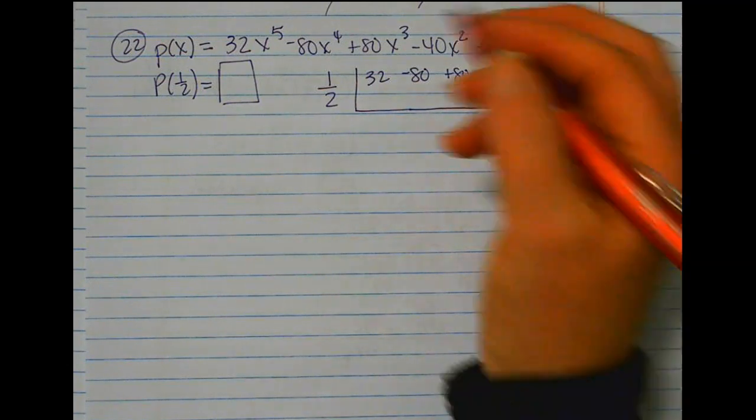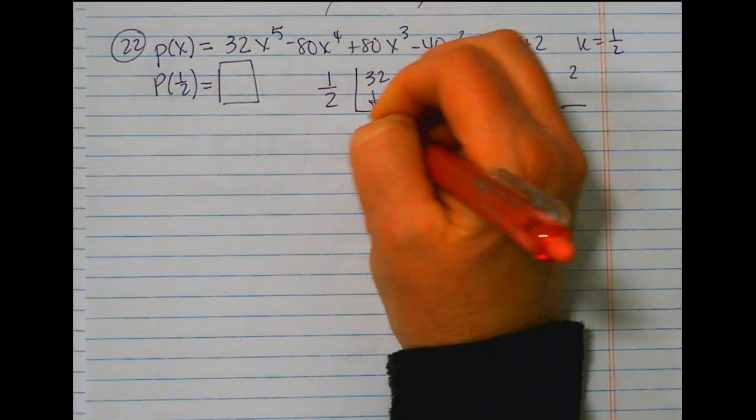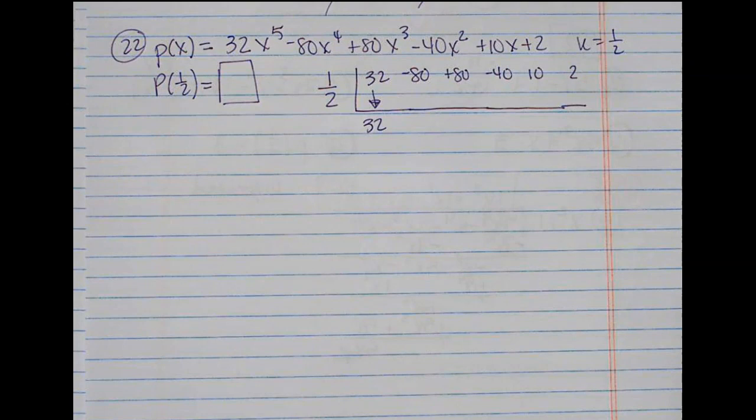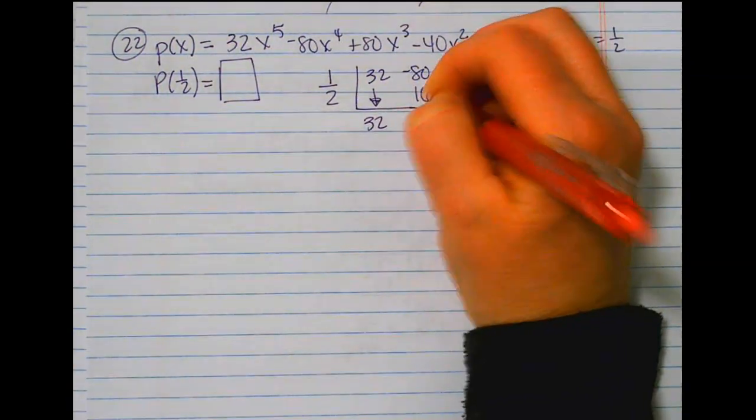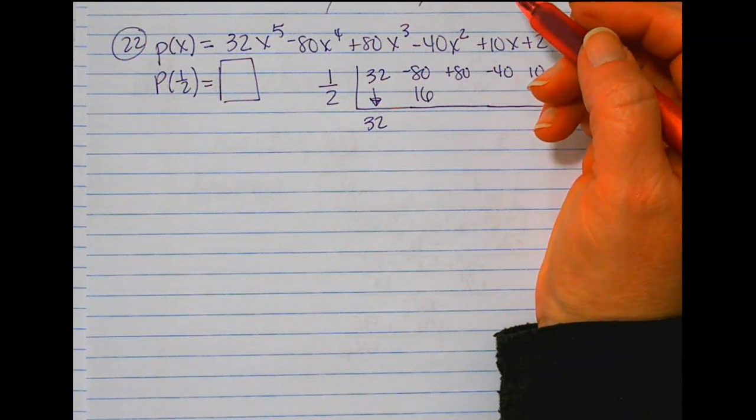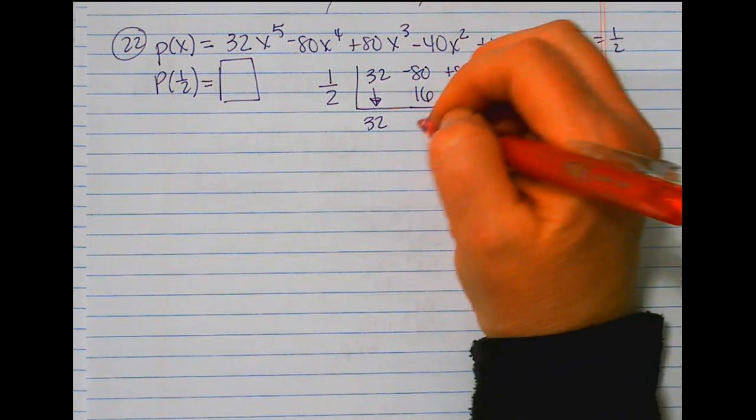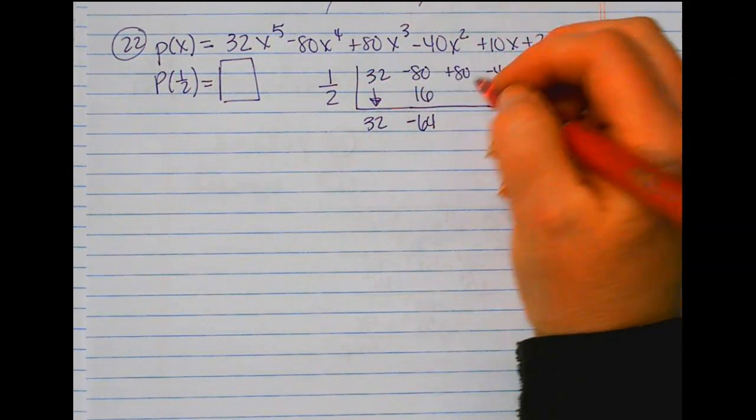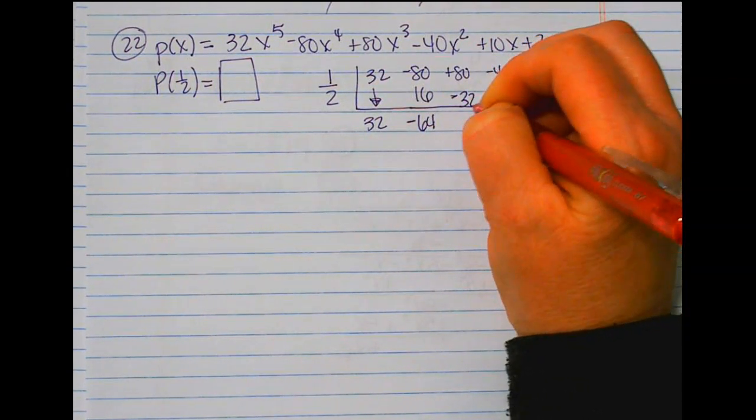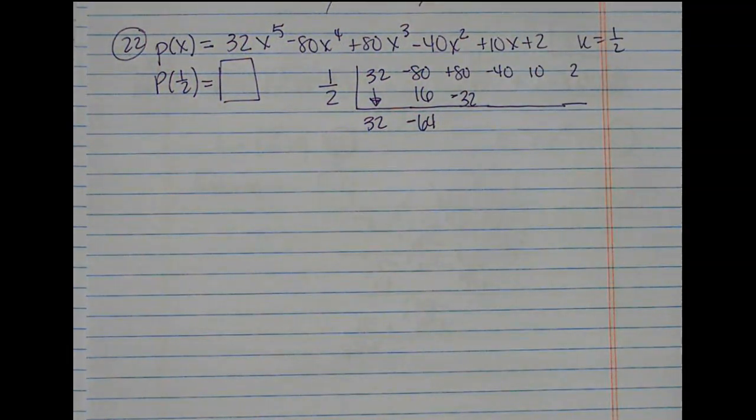So the very first thing in synthetic division is to start with the 32. When I multiply, what do I get? 16. Subtract these two, so that's not 74, it's 64. Negative 64. Times a half, so 32, negative 32. Okay, I'm going to pause. Am I going too fast? Okay.